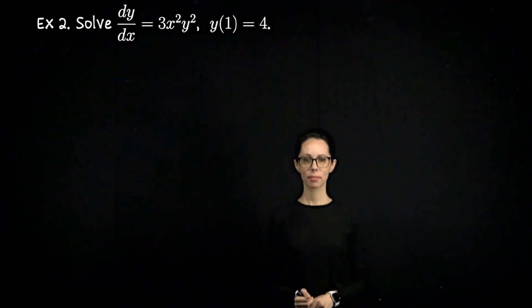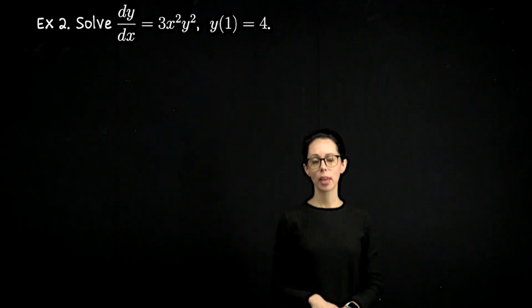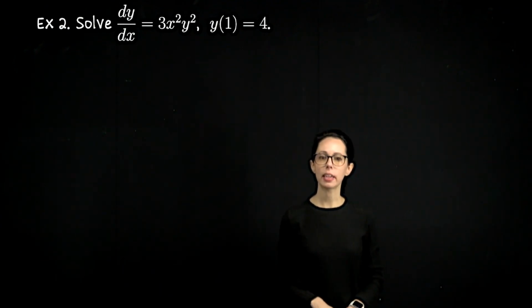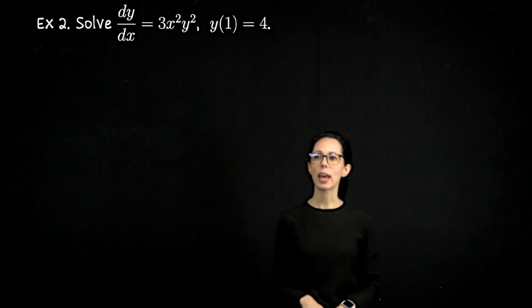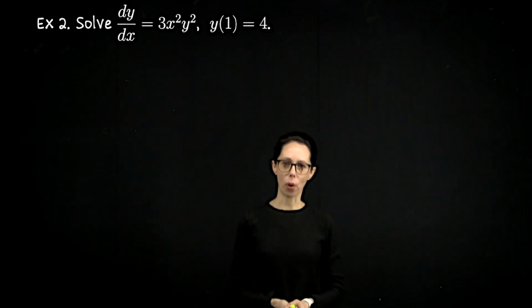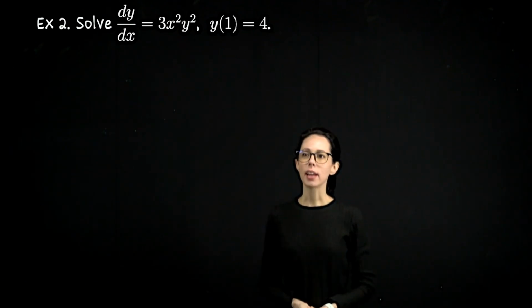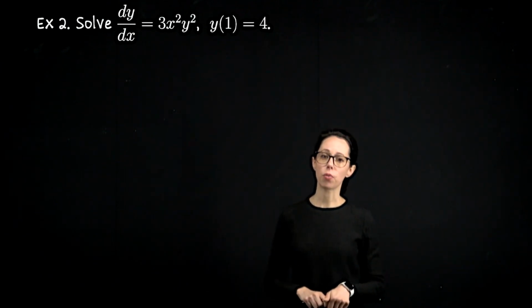This second example is an example of an initial value problem. So we would like to solve the separable differential equation dy/dx equals 3x squared y squared with an initial condition that when x is 1, y is 4. Often initial conditions are when x is, say, 0. Here it's 1. Not that big of a deal. We will plug in x equals 1 and y equals 4 into the general form of our solution when we've gotten that.